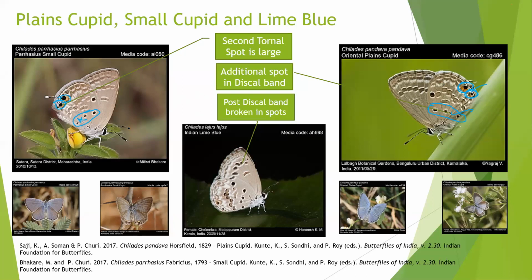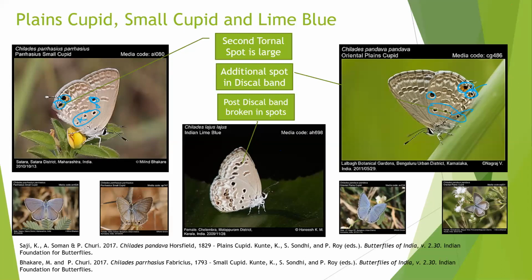Then, of course, how you differentiate between gram blue and this. In gram blue, I told you that this coastal spot is separated. It's very near the margin. Whereas in case of plains Cupid and small Cupid, this spot touches the 4th discal band. This spot which I'm marking, it touches the 4th discal band. That's how we differentiate between a gram blue and a small Cupid or a plains Cupid.